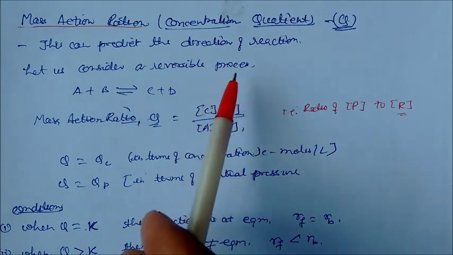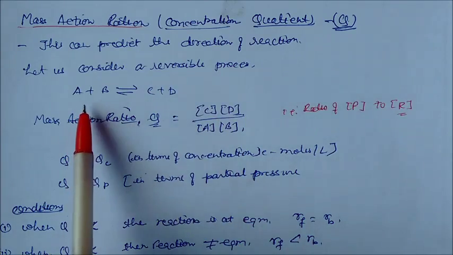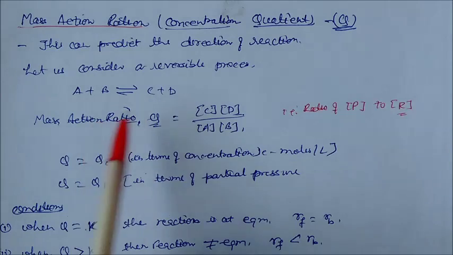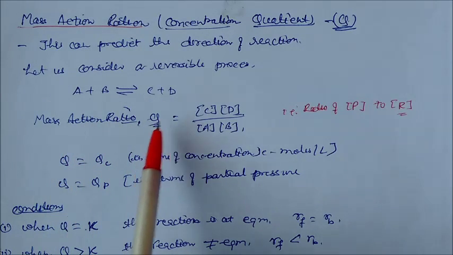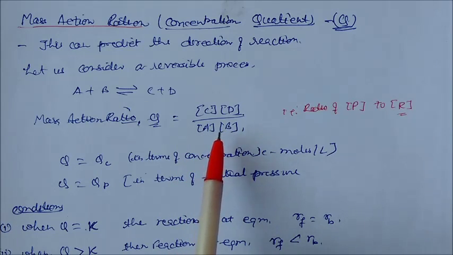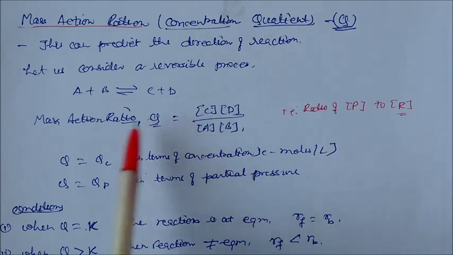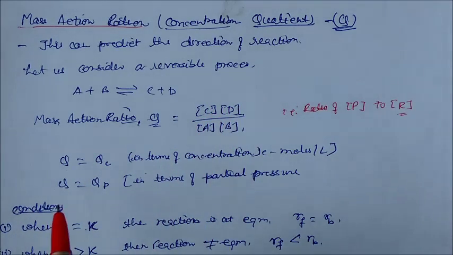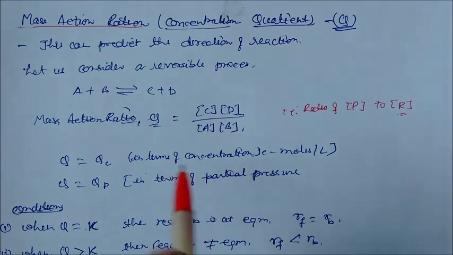So let us take one reversible process or reaction. A plus B gives C plus D. This is a reversible reaction. If you take the mass action ratio, Q is equal to the concentration of C times D divided by the concentration of A times B. So the ratio of product to reactant, this is nothing but the mass action ratio, the concentration of product divided by the concentration of reactant. And Q can be QC or QP. QC means you are taking concentration, and QP means you are taking partial pressure.